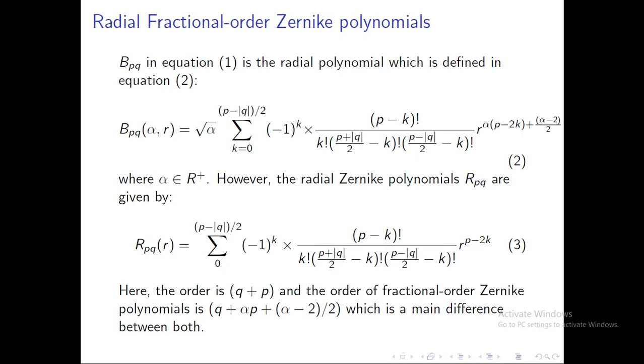This is the formula for calculating the radial fractional order Zernike polynomial, and the second formula is for radial Zernike polynomials. Here we can see the difference: in the radial fractional order Zernike polynomials there is an addition of a variable alpha. Alpha belongs to the real line, which changes the integer order to fractional order. So that's why the order is q plus p for radial Zernike polynomials. However, for fractional order Zernike polynomials it is (q plus alpha)(p plus alpha minus 2) by 2.